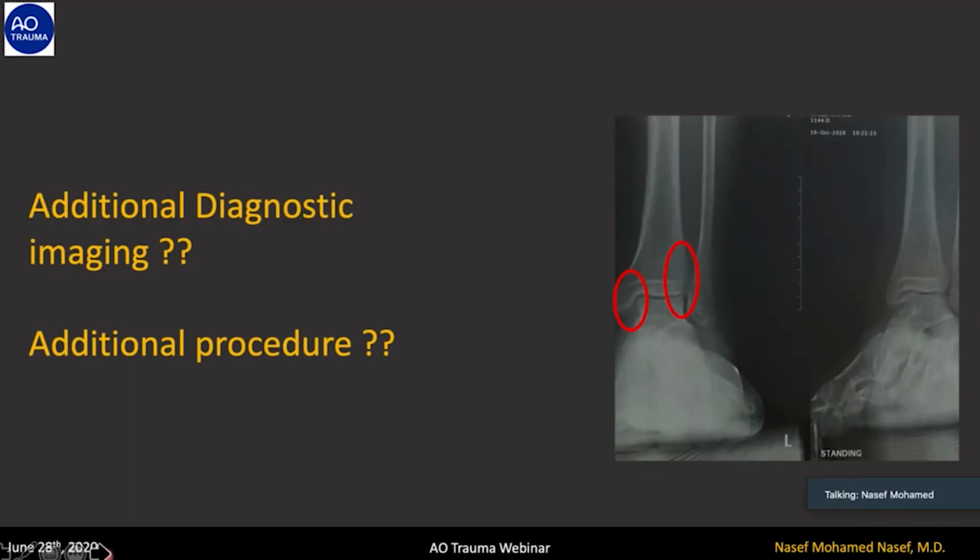So now that we have done, for example, the standing or weight-bearing X-ray, is this enough? Would you still, Dr. Ahmed, want to do a CT? Dr. Ahmed Khulif? Yes. Would anyone else on the panel want any additional information?